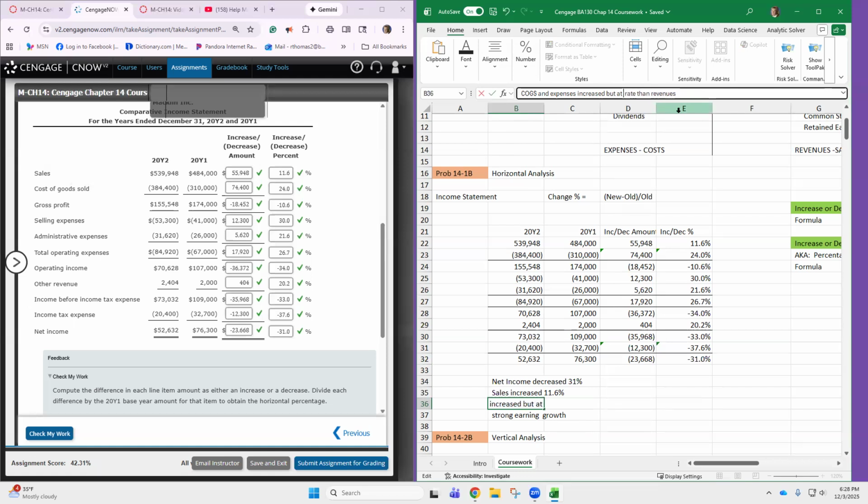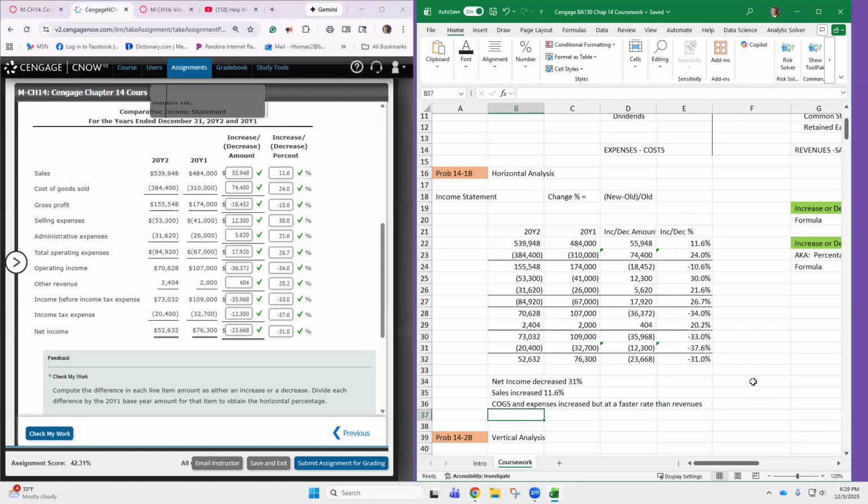But costs and expenses increased at a faster rate than the revenue. So our expenses are tough. So what's happening here? No, this is not strong earnings. This is unfavorable, according to mine. And costs are increasing tremendously, while revenues are increasing modestly.